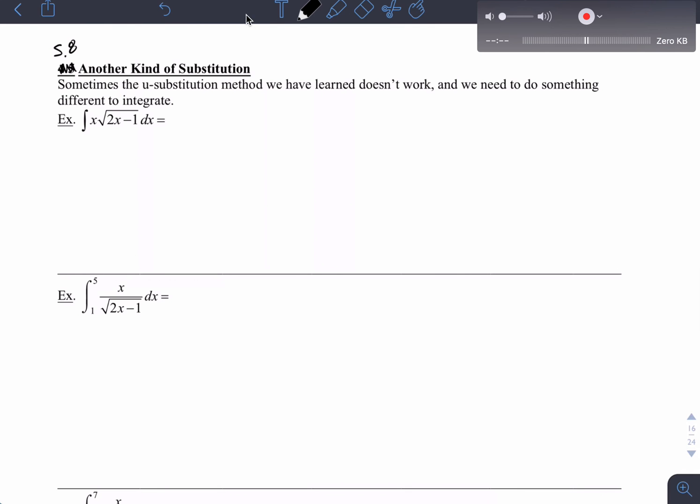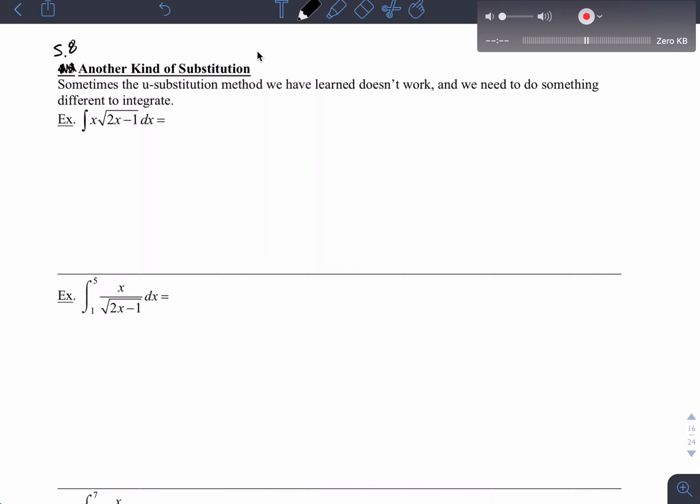All right, ladies and gentlemen, so we're going to get started with another kind of substitution. Now, this is generally when U substitution fails. And if you sneak a peek at these, you start noticing some problems when picking your U. The derivative of U will not equal something like X. This will equal something like just 2. So that's where the issue comes in.